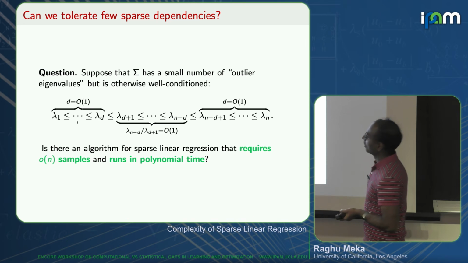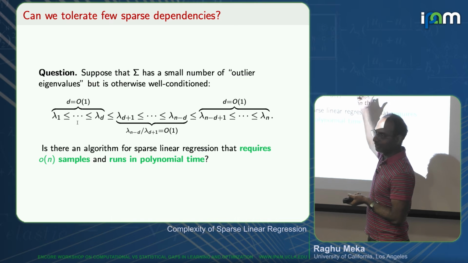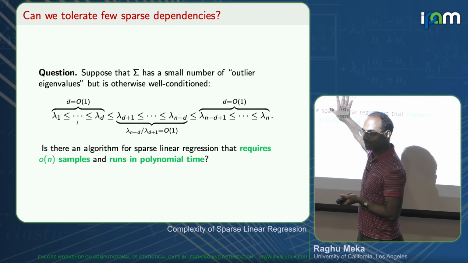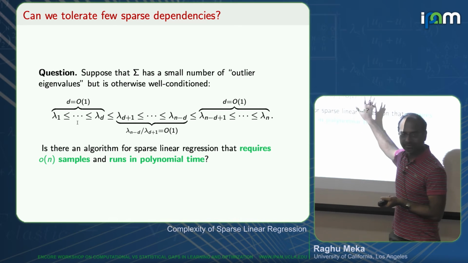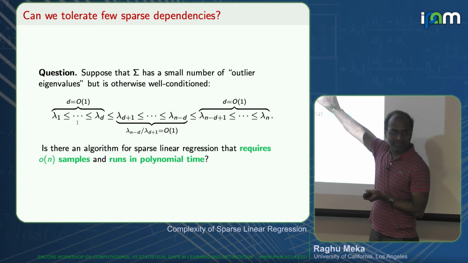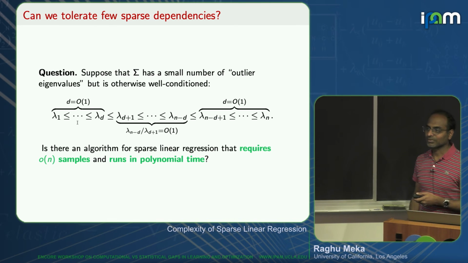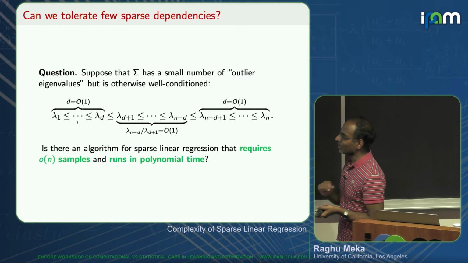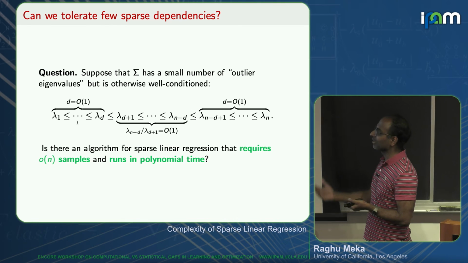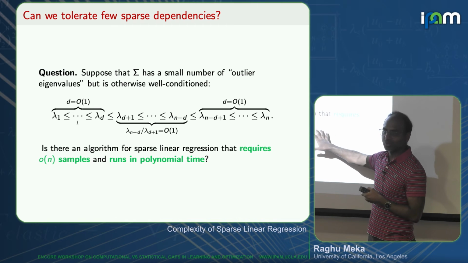So I have a lot of eigenvalues, lambda 1 through lambda n. Remember, sigma is an n-dimensional matrix. Most of the eigenvalues are good. They have good condition number, but I have a few outliers. I have d eigenvalues which are terrible. The condition number is bad, but it's coming because of these d things. Once again, as we just saw, even if d is 1, Lasso and basis pursuit and so on don't work. But can I do something here? Is there an algorithm for this that requires little o of n samples and runs in polynomial time?